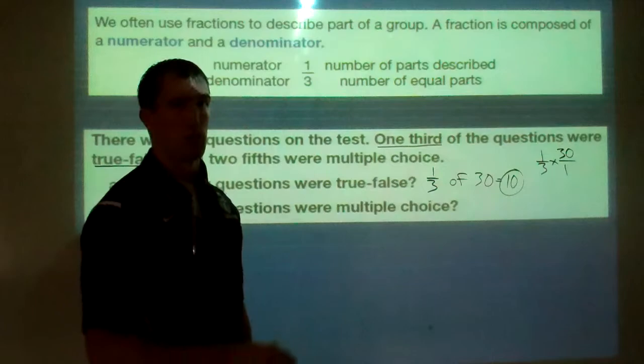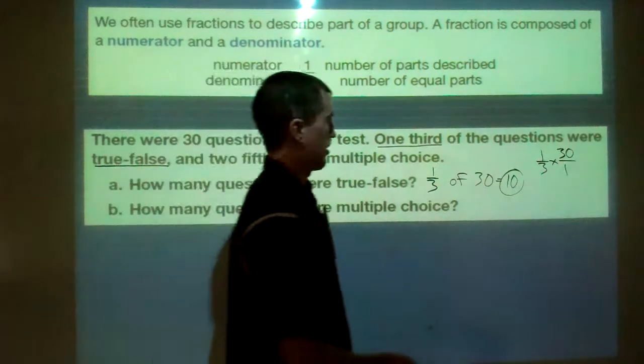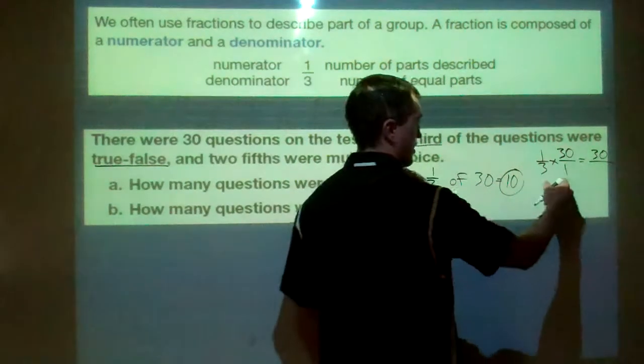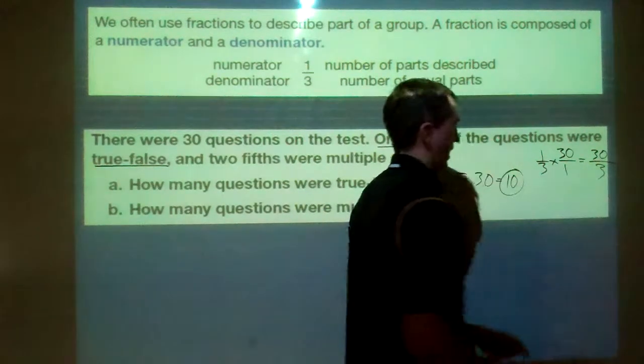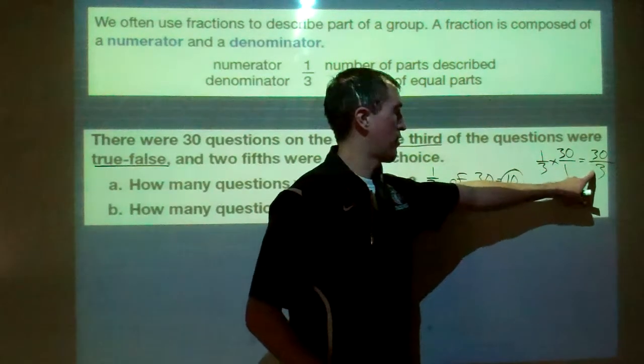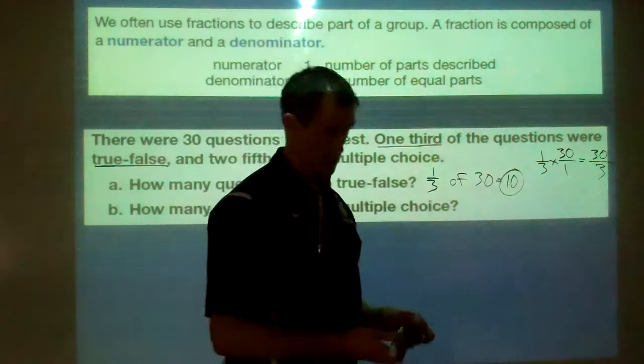And what we can do is multiply straight across right away if we want. 1 times 30 is 30. 3 times 1 is 3. And we see we have 30 over 3, or 30 divided by 3, we'll still get 10.